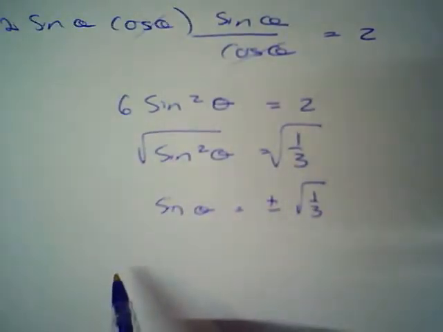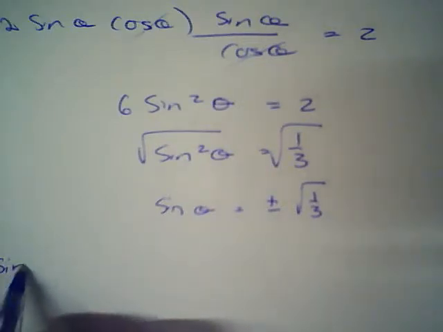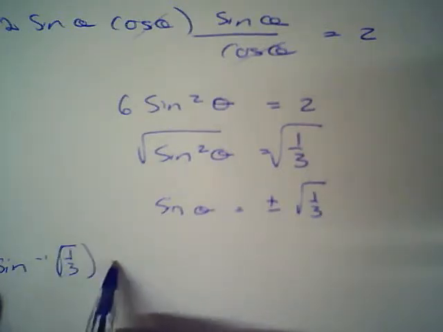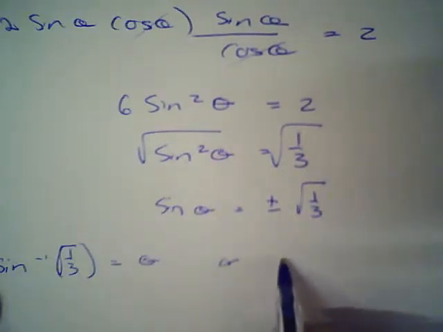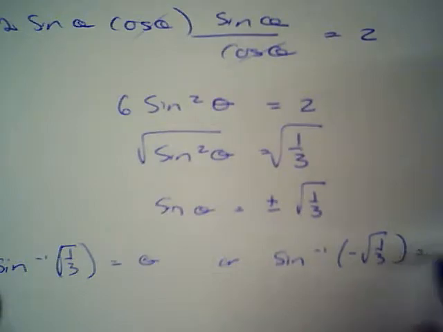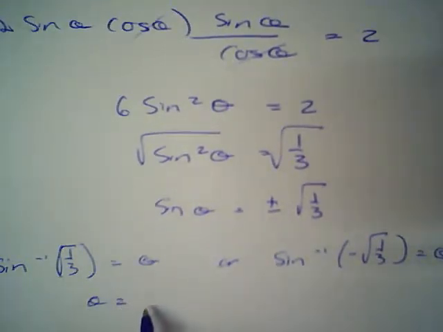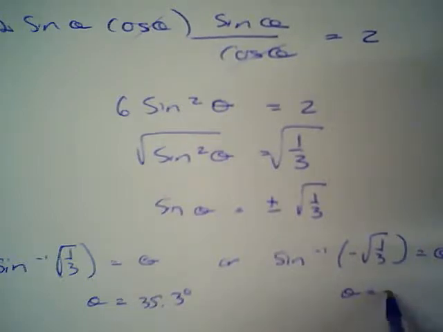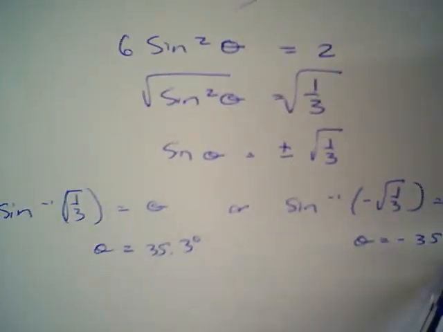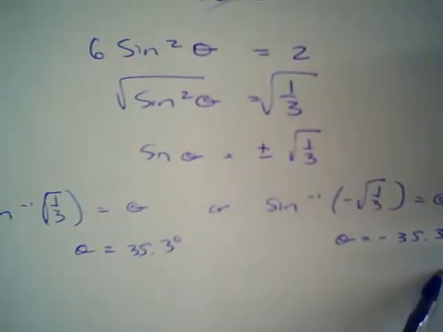Okay, so now we use that idea to find theta. Sine inverse of the square root of 1/3 equals theta, or sine inverse of negative square root of 1/3 equals theta. If I find theta there, it is 55.3 degrees. And here we have theta equals negative 35.3 degrees. But this answer is not within our required interval. If, however, I add 360 degrees to it, it would also not be within the required interval.